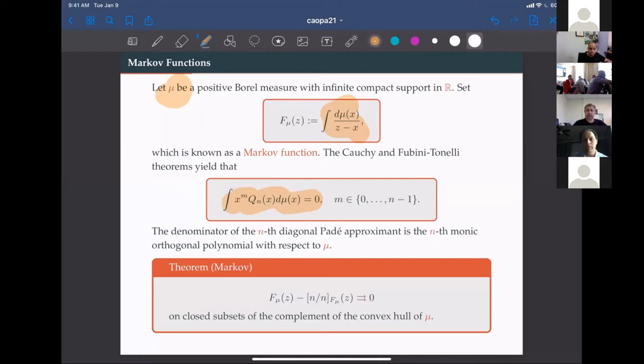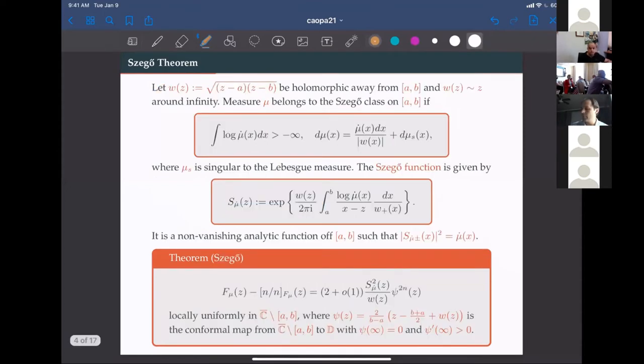Moreover, if you have a Markov function, as has been shown by Markov, the diagonal Padé approximants converge uniformly on closed subsets of the complement of the convex hull of the support of the measure. I'll be interested not just in convergence, but in strong convergence. And for that, I need to talk about Szegő measures. So now I have a measure supported on an interval [a,b]. In my talk, w(z) will be the square root of (z minus a)(z minus b), with the branch cut being the interval [a,b] and the root taken at infinity such that w(z) behaves like z.